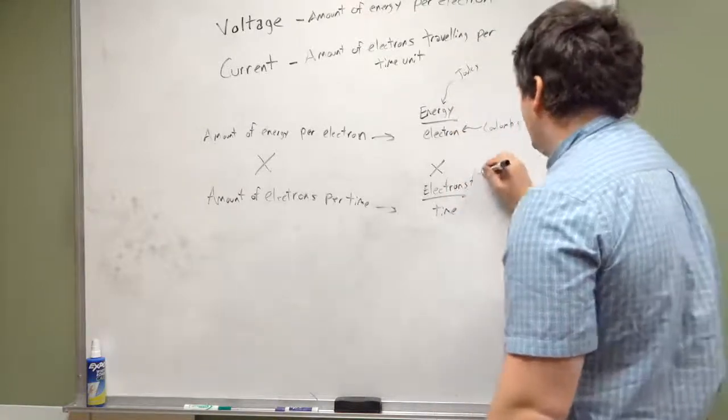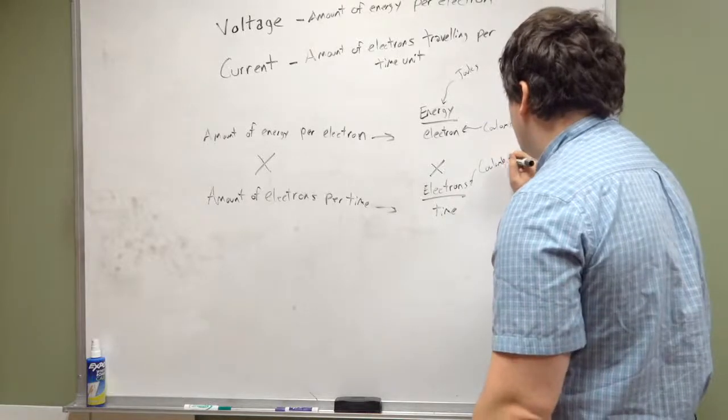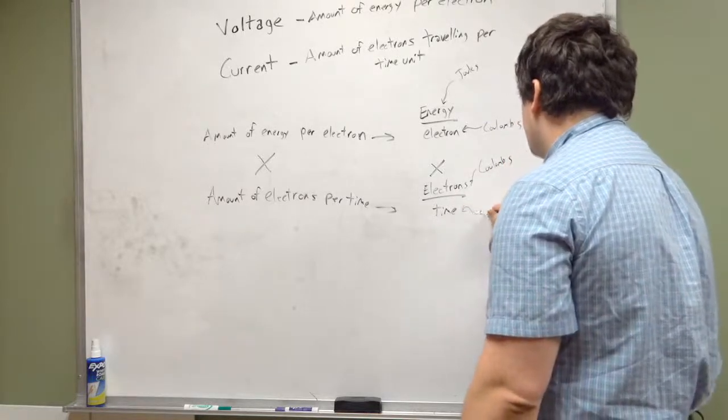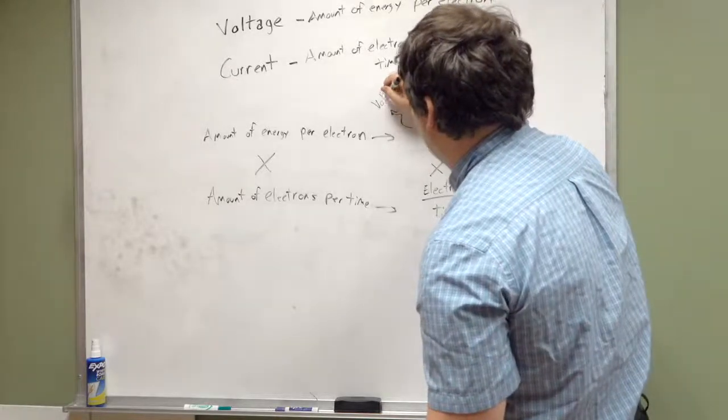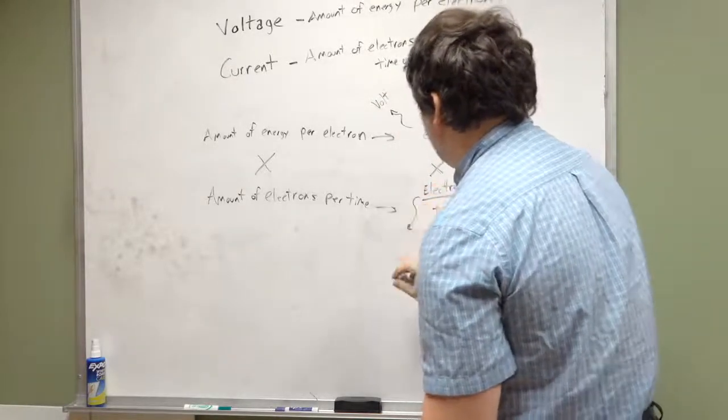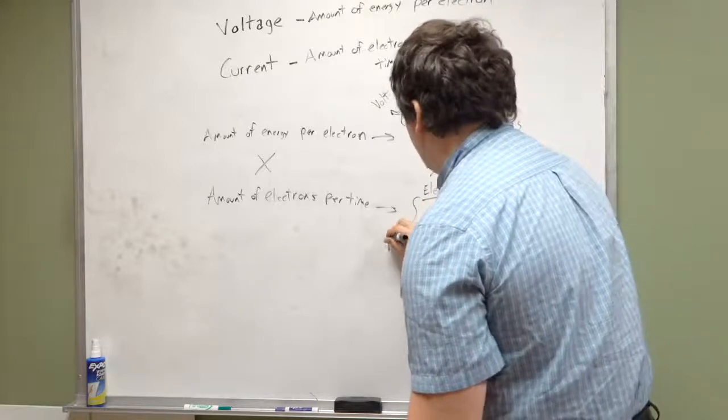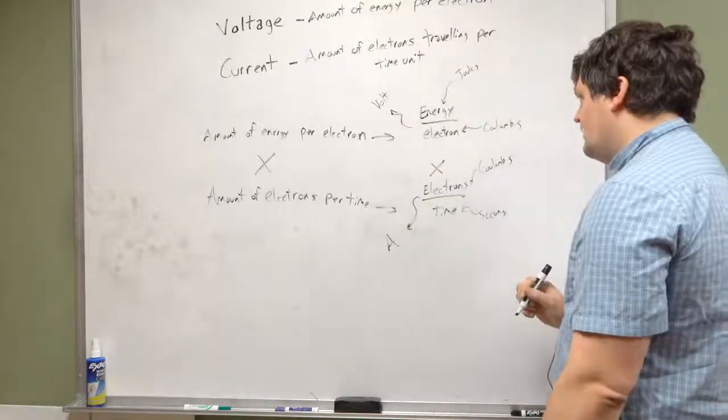Electrons, and this is in, again, coulombs. Time, this is in seconds. By the way, this is the definition of a volt, and this is the definition of an ampere.